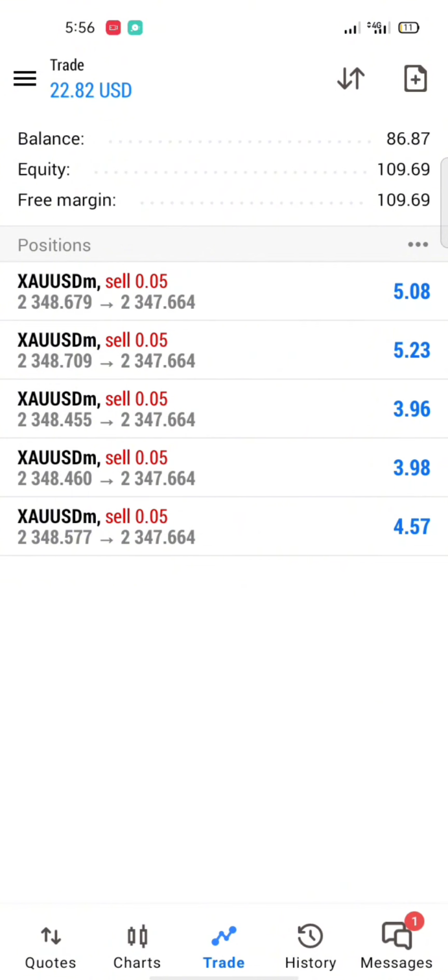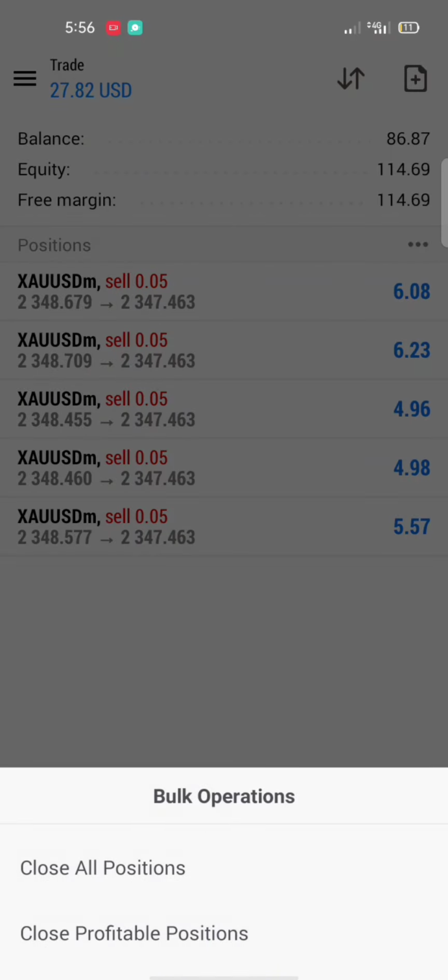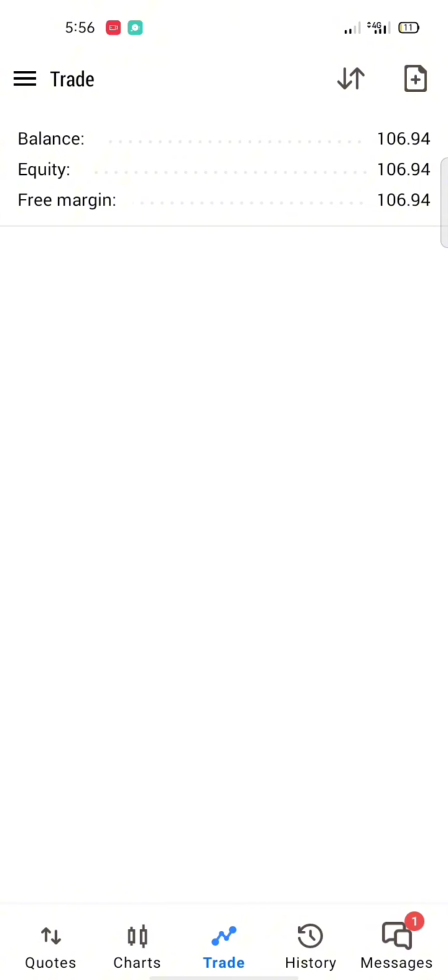So guys, we are currently up in $109. I'm closing up positions. Currently we're at a balance of $106.94. I'm very happy for this trading account. Everything is moving so smoothly and very fast and very quick.